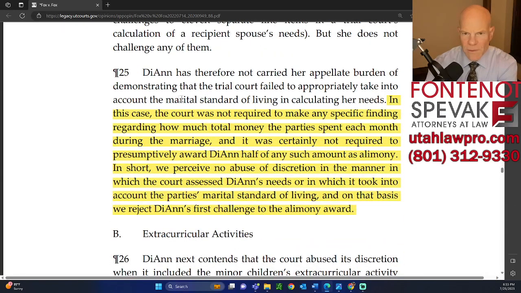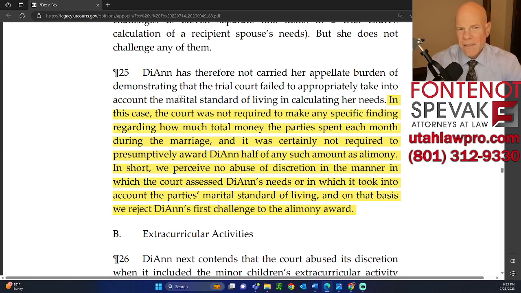In this case, the court was not required to make any specific finding regarding how much total money the parties spent each month during the marriage, and it was certainly not required to presumptively award Deanne half of any such amount as alimony. In short, we perceive no abuse of discretion in the manner in which the court assessed Deanne's needs or in which it took into account the parties' marital standard of living, and on that basis, we reject Deanne's first challenge to the alimony award.